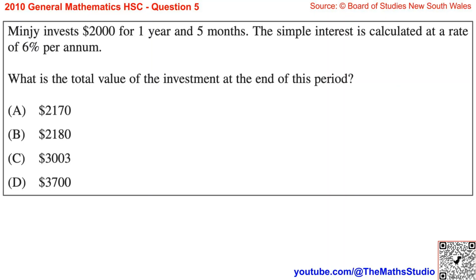Question 5. Minji invests $2,000 for 1 year and 5 months. The simple interest is calculated at a rate of 6% per annum. What is the total value of the investment at the end of this period?